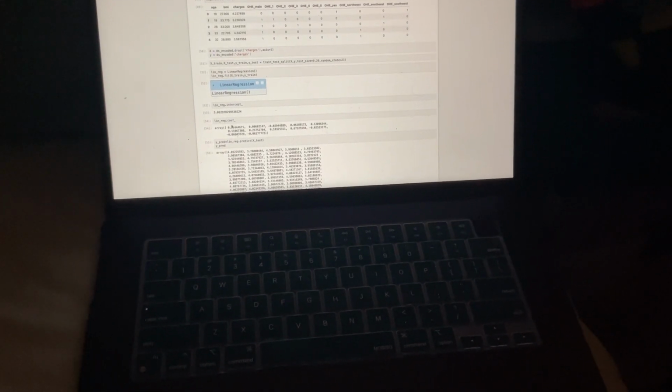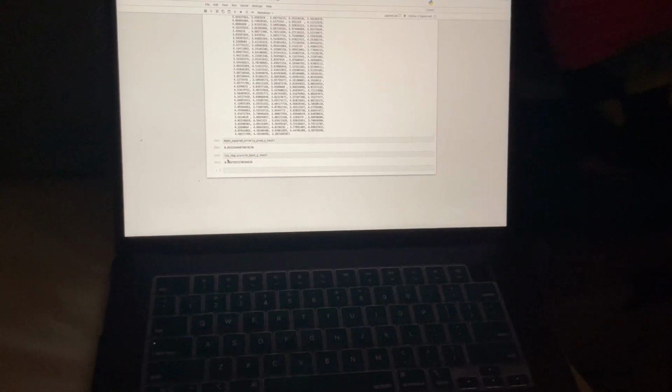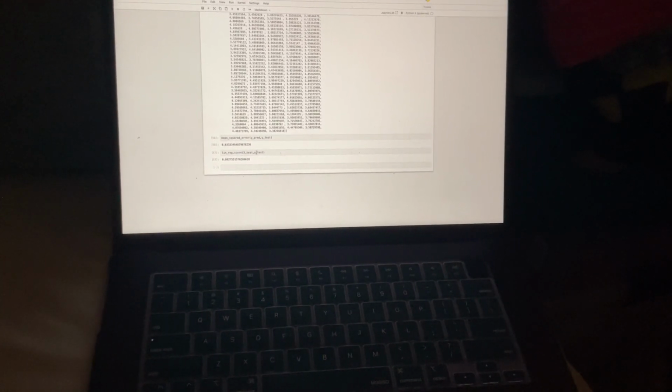The linear regression intercept is 3.06. The coefficient array is here, and the line prediction is right here. The mean squared error is 0.033. The linear regression score, x test versus y test, is 0.002.